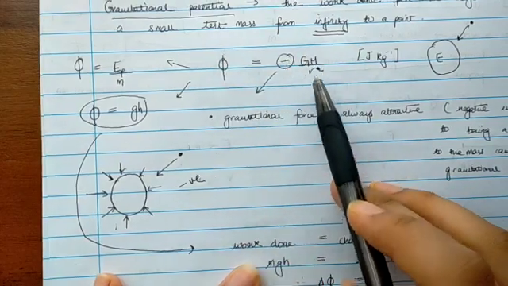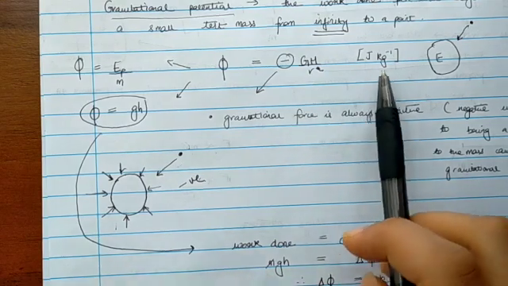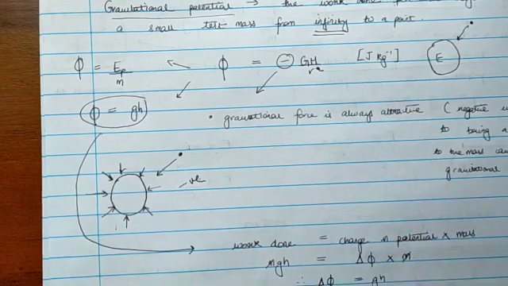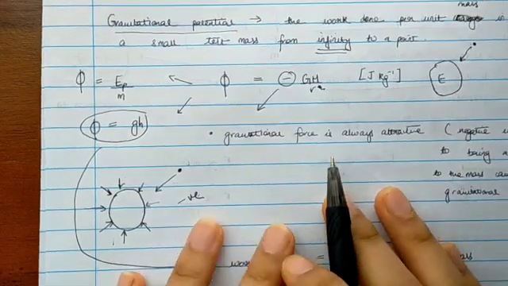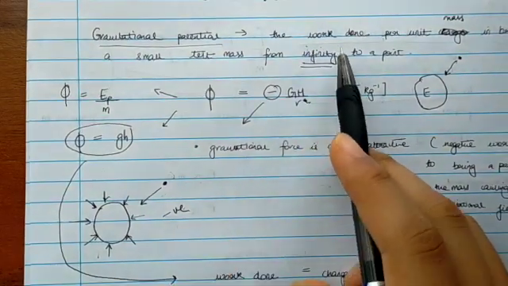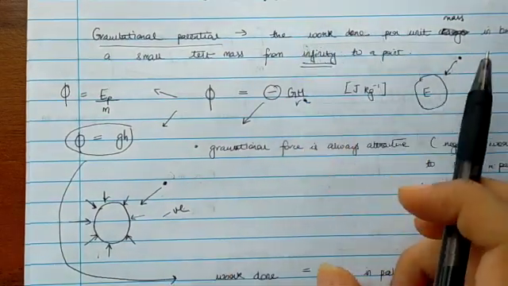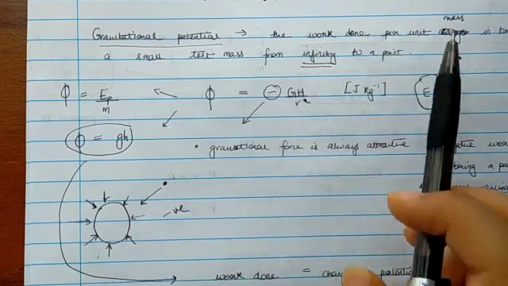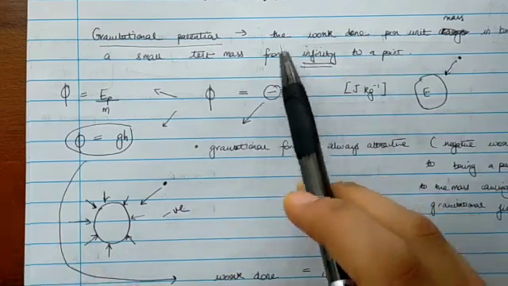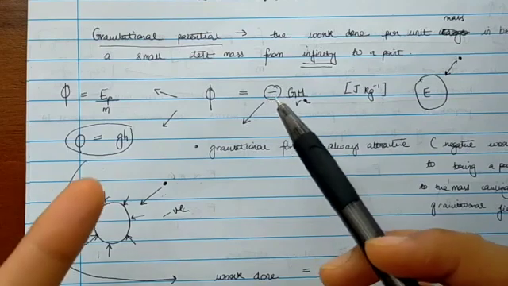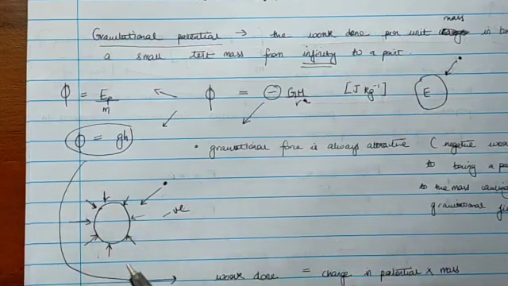It's negative GM over r, and these are the SI units, so remember those. All you need to remember is the gravitational potential is the work done per unit mass in bringing a small test mass from infinity to a point. And the reason why it's negative is because there is negative work done to bring that point from infinity to the mass.